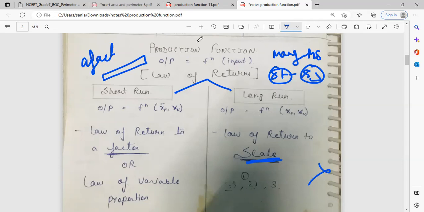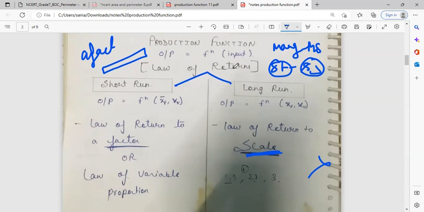Clear? So you will write this law of return to a factor, and then you will make a differentiation like this: short run, long run. In a short run, fixed factors are always constant, only variable factor works. And over here both variable as well as fixed factors work. Then you will write law of return to a factor, law of return to a scale. Law of return to a factor is also known as law of variable proportion, and this is very important. Quickly write it down, then we'll start with law of variable proportion.